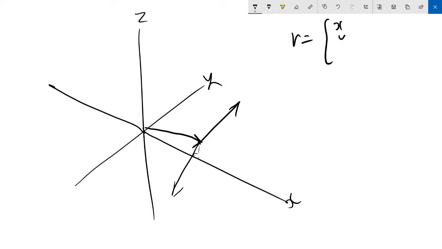So you have some position vector x, y, z plus some parametric a, b, c, like so.